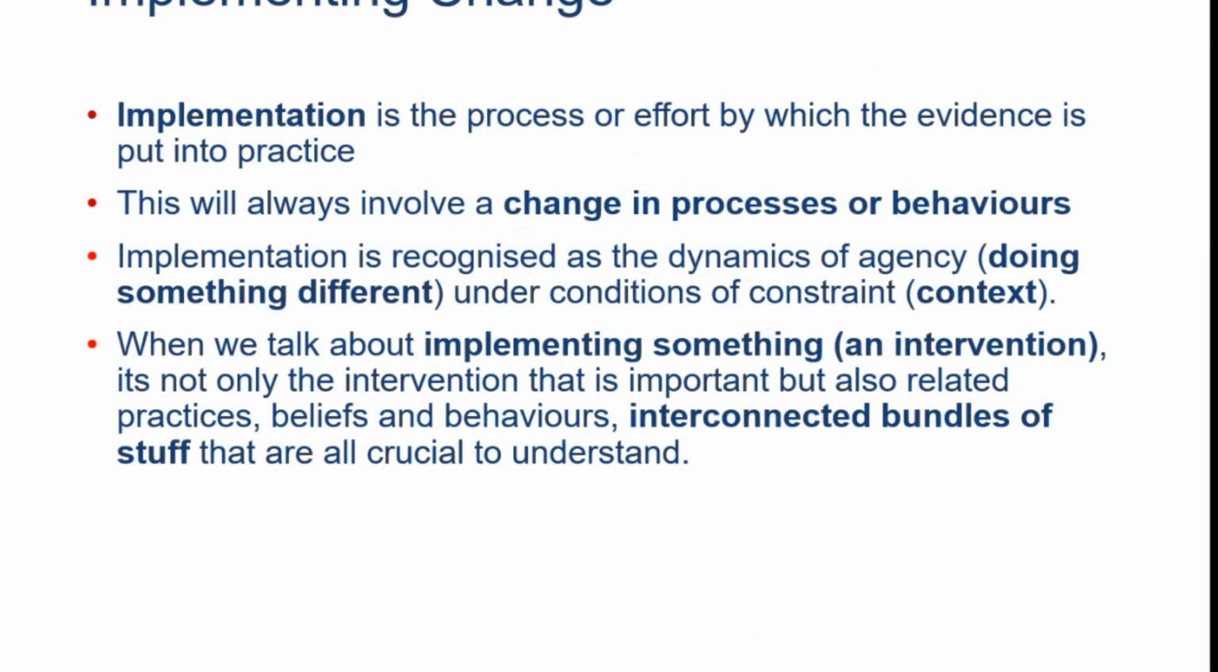So when we implement change, there are some more ground rules. And these are some really key terminology that's really important for you to get to grips with and use. Implementation is a process or an effort by which evidence is put into practice. It will always involve a change in processes or behaviours. It's recognised, and this is a bit sociological, as the dynamics of agency, or doing something different under conditions of constraint. And that one sentence suggests to you that it's about human behaviour and human action. And that's some of the reasons why people and systems are reluctant to implement or to accept the implementation of change.